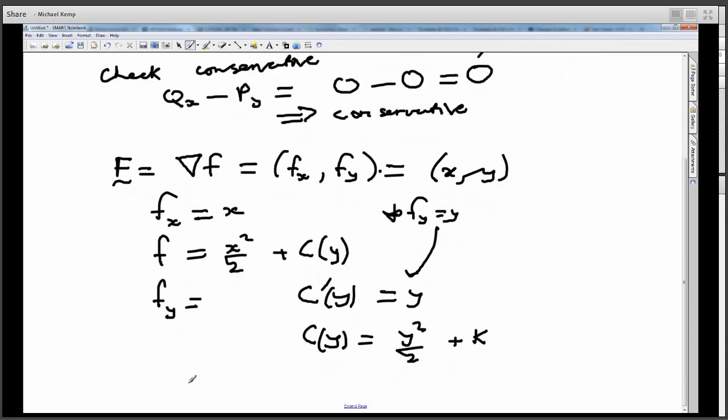So our potential function is then x squared plus y squared, on 2, plus any constant we want. We might as well let k be 0, because it doesn't really matter what it is, and that's our potential function.